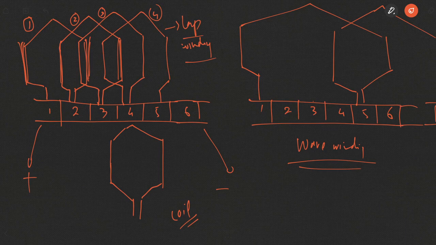This is about the construction of a DC machine. We have studied different parts that are associated with a DC machine, and most importantly, we have to study the winding type of the armature, whether they are wound as a lap winding or as a wave winding.